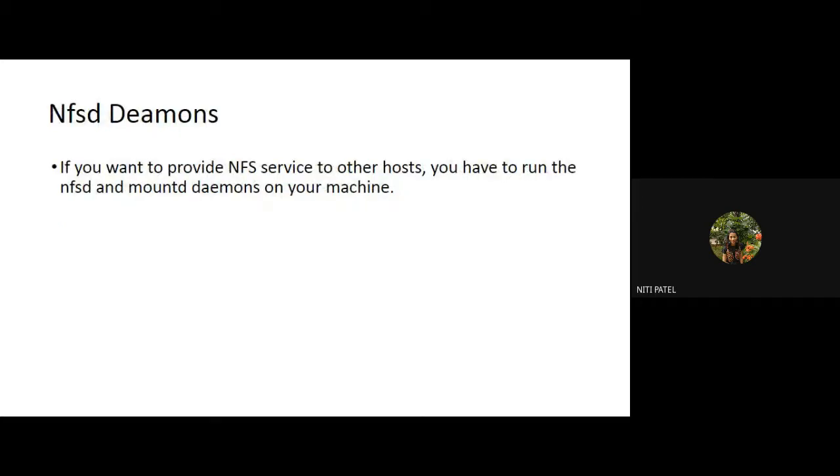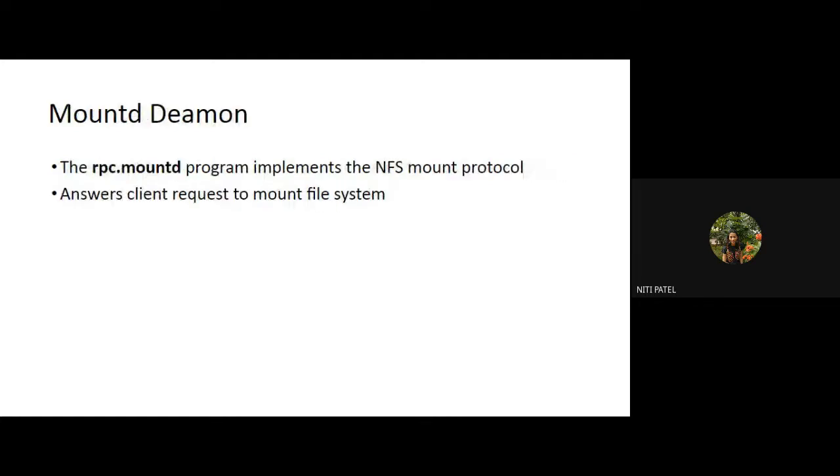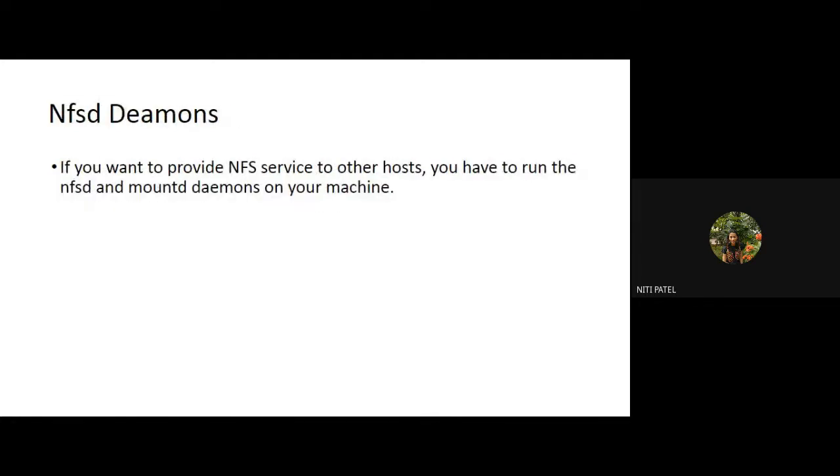Then we had seen that to do these functions, we require two types of daemons. One is the NFSD daemon and one is the mount daemon. What the NFSD daemon does is provide the network file system services. And where do we provide these services? We provide the services on the server machine. And to use this service, we have to run this particular daemon on the system.